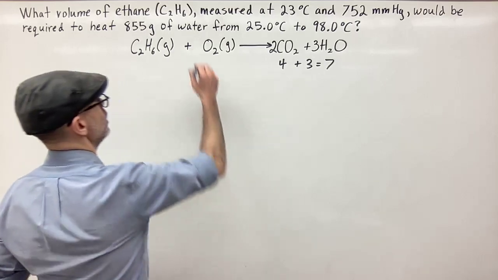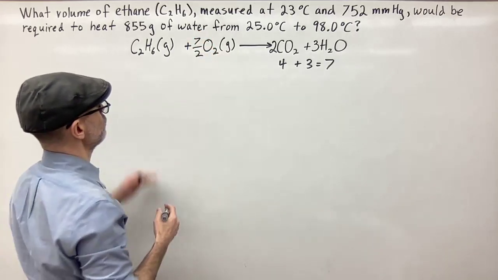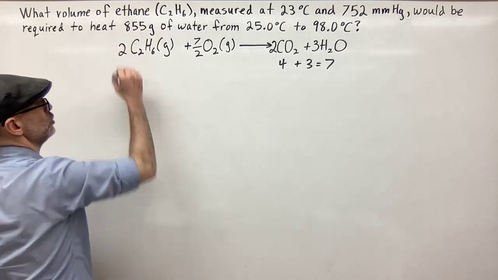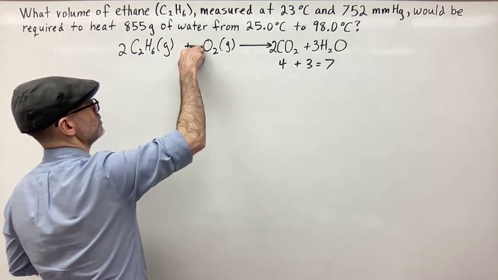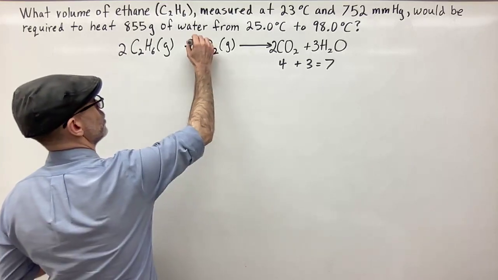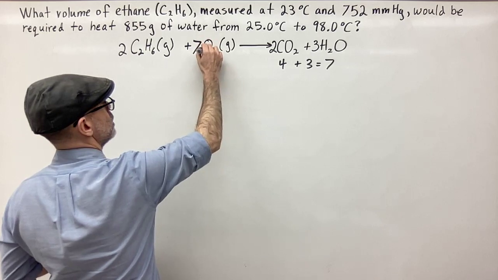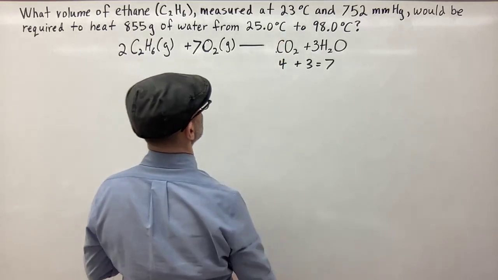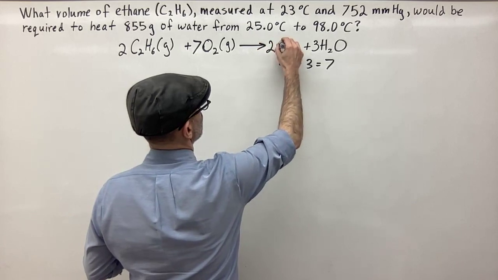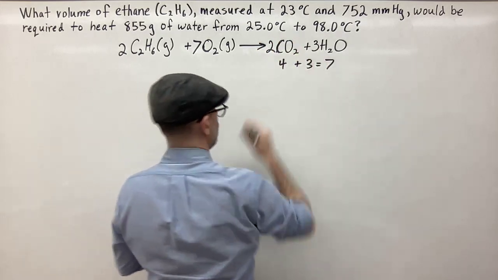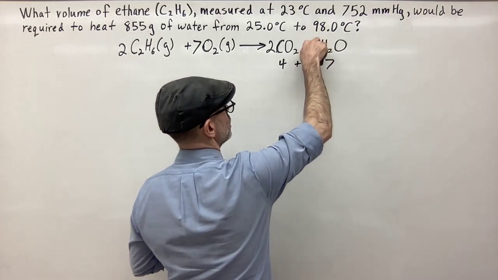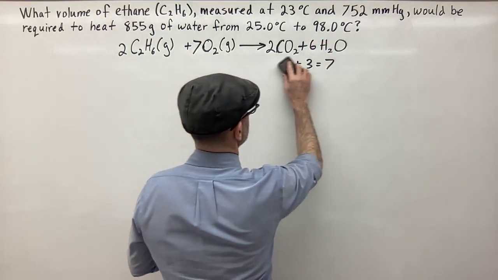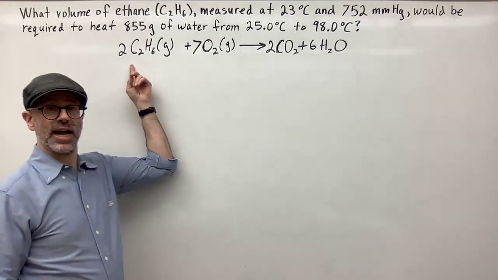3.5, or 7/2. Well, we can't keep the fraction, so I have to multiply by two to get rid of the half. So one times two is two. 7/2 times two is seven, or 3.5 times two is seven. Two times two is four. And then three times two is six. So let me give myself some space here.